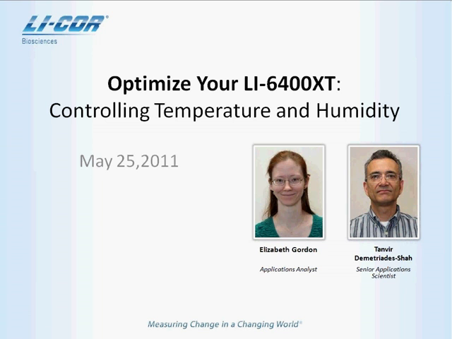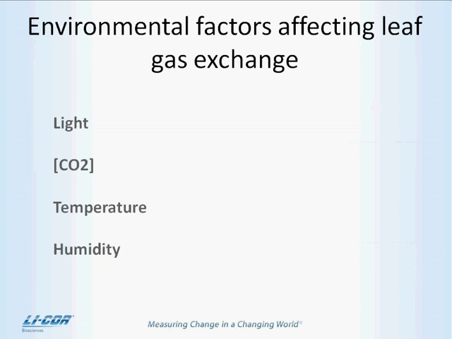Light, carbon dioxide, temperature, and humidity are among the environmental variables which influence plant gas exchange rates. In this presentation, we're going to talk about temperature and humidity control, but it's important to remember that all the variables are linked. Light causes stomates to open, which increases leaf chamber humidity, but it also causes more CO2 to diffuse into the leaf and be assimilated, which reduces the chamber CO2 concentration.